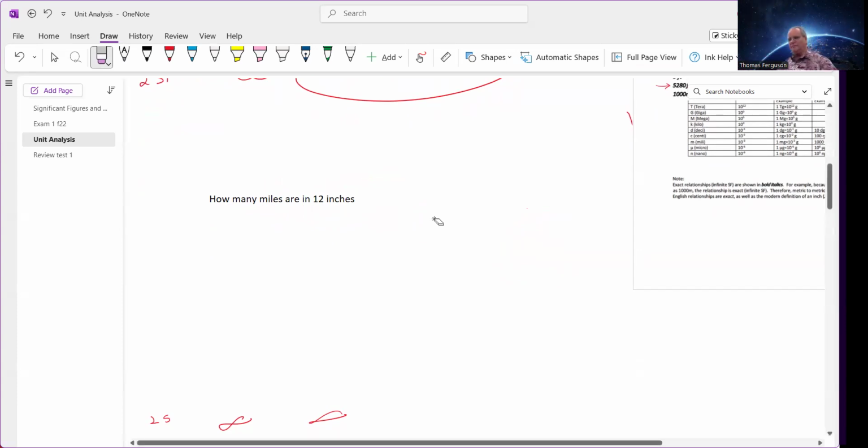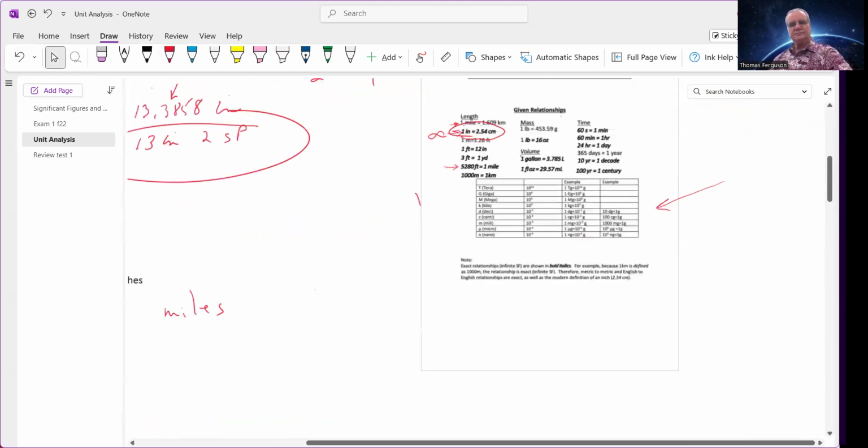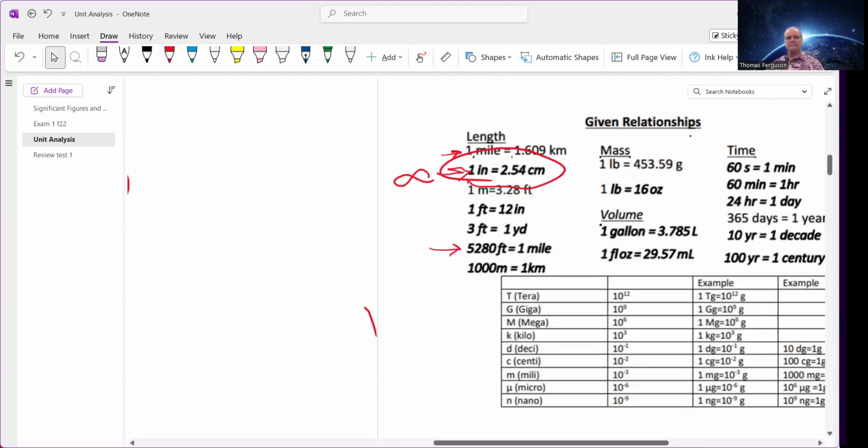So how many miles are in 12 inches? So what's given? Trying to calculate. Okay, so we go over here to conversions. So we need inches per mile, right? Do we see a conversion factor inches to miles?